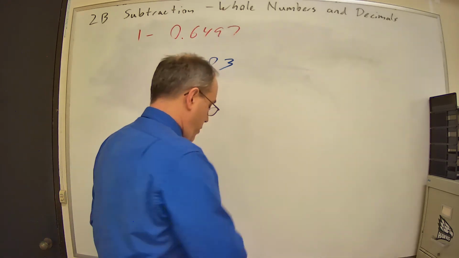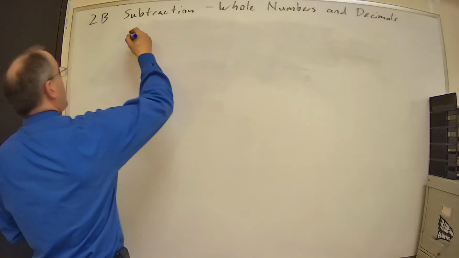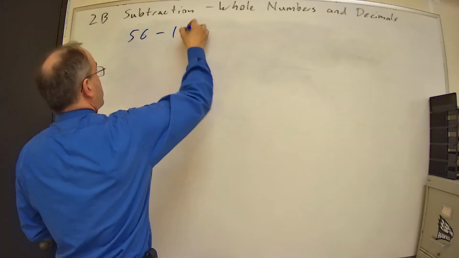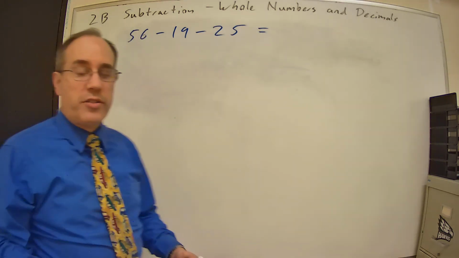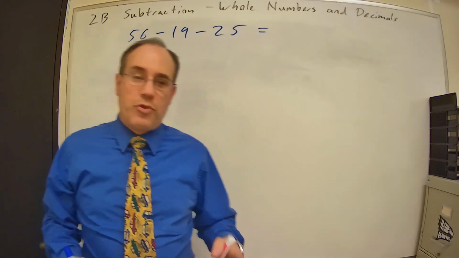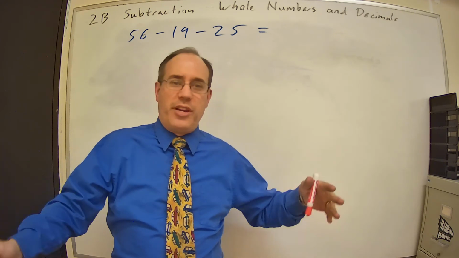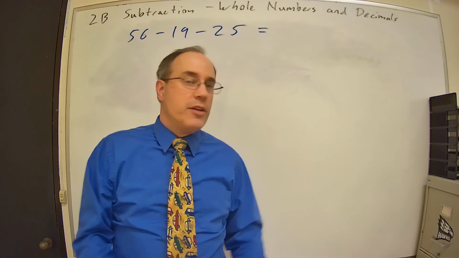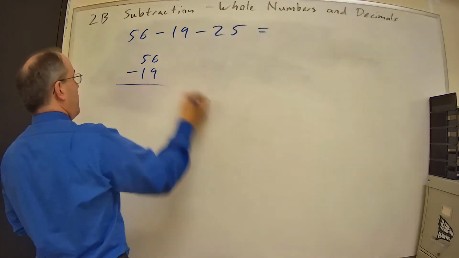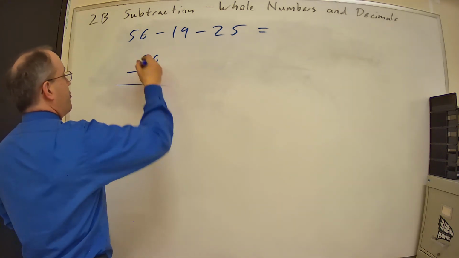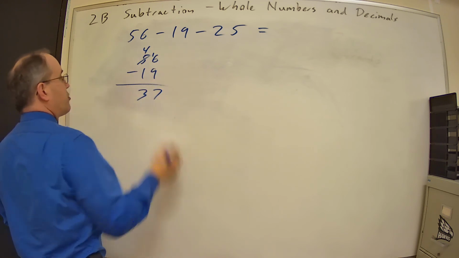Okay? What if we want to subtract multiple numbers? 56 minus 19 minus 25. So we want to subtract multiple numbers. We can only subtract one number from another number. We can't subtract 3 numbers at the same time or 4 numbers at the same time. So all we're going to do is work our way across and say that's 56 minus 19. 6 minus 9, can't do it. Borrow, we get 4 and 1. 16 minus 9 is 7. 4 minus 1 is 3, so we have 37.